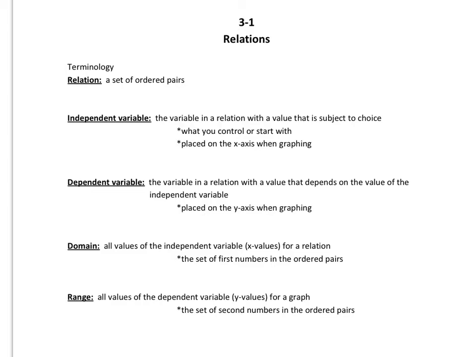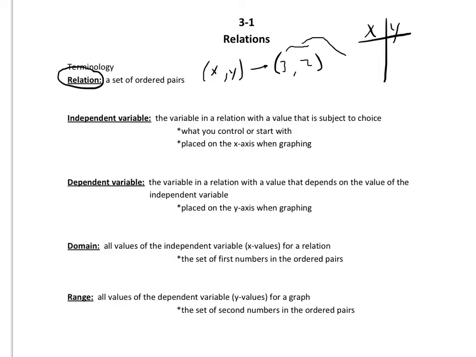A set of ordered pairs, for example x, y, which could be anything like 3 and 2, and we've seen lots of these. This is an ordered pair, and it also is called a relationship or a relation. And when I say relation, it means that when we have an XY table that we create, with respect to this coordinate, if I plug in a 3, I'm going to get out a 2. That's basically what it's saying.